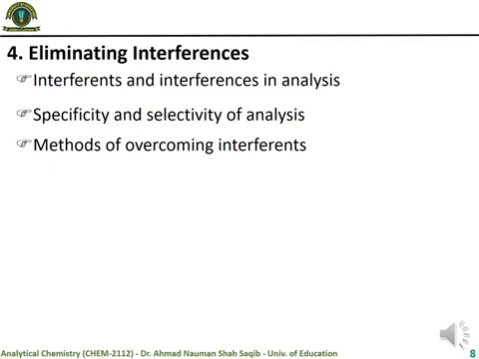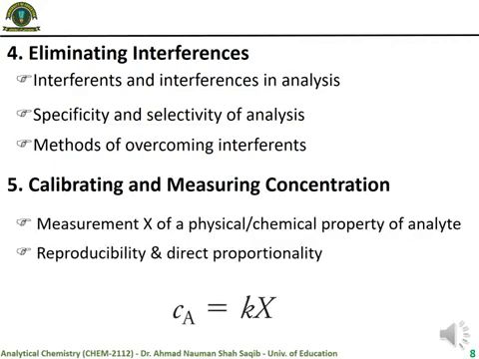The next step is calibrating and measuring the concentration of the analyte. As we discussed earlier, the measurement of x can be any property, and that is very important for the analysis of the analyte. That x can be a physical property or a chemical property. For example, as we discussed earlier, it can be an absorbance or a current or whatever.